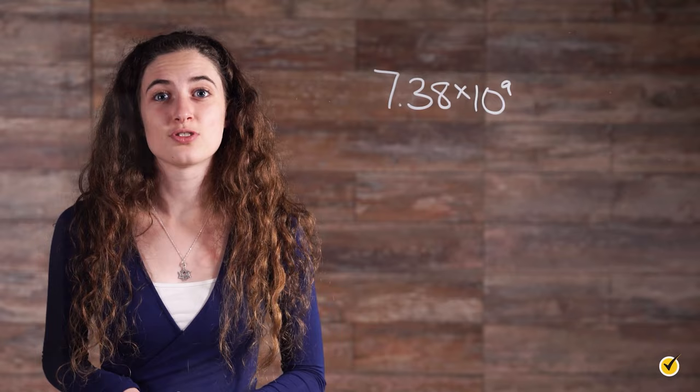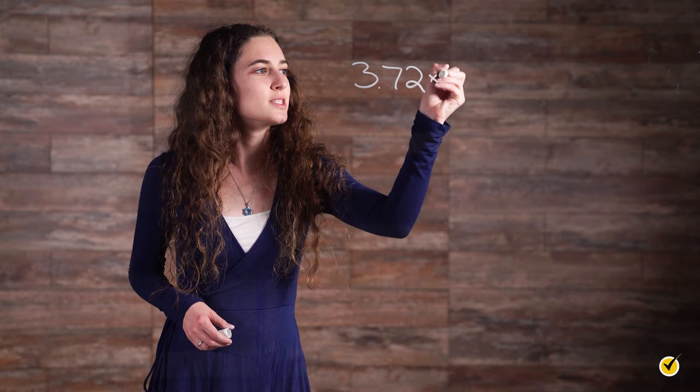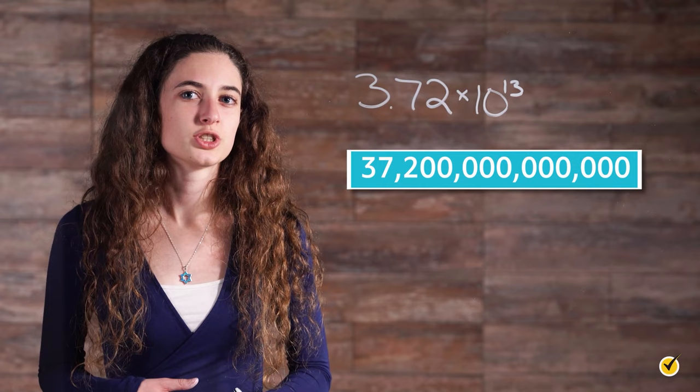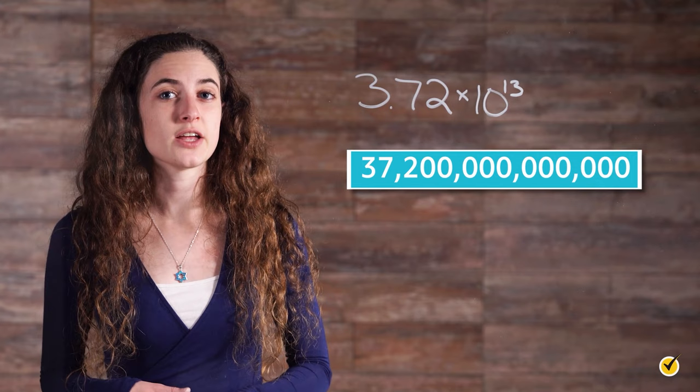On average, there are 3.72 times 10 to the 13th cells in the human body. Express this number in standard form. The exponent 13 tells us that we multiply by 10 13 times, which gives us 3.72 followed by 11 zeros. If we multiply this by 10 13 times, we see that there are 37.2 trillion cells in the human body.